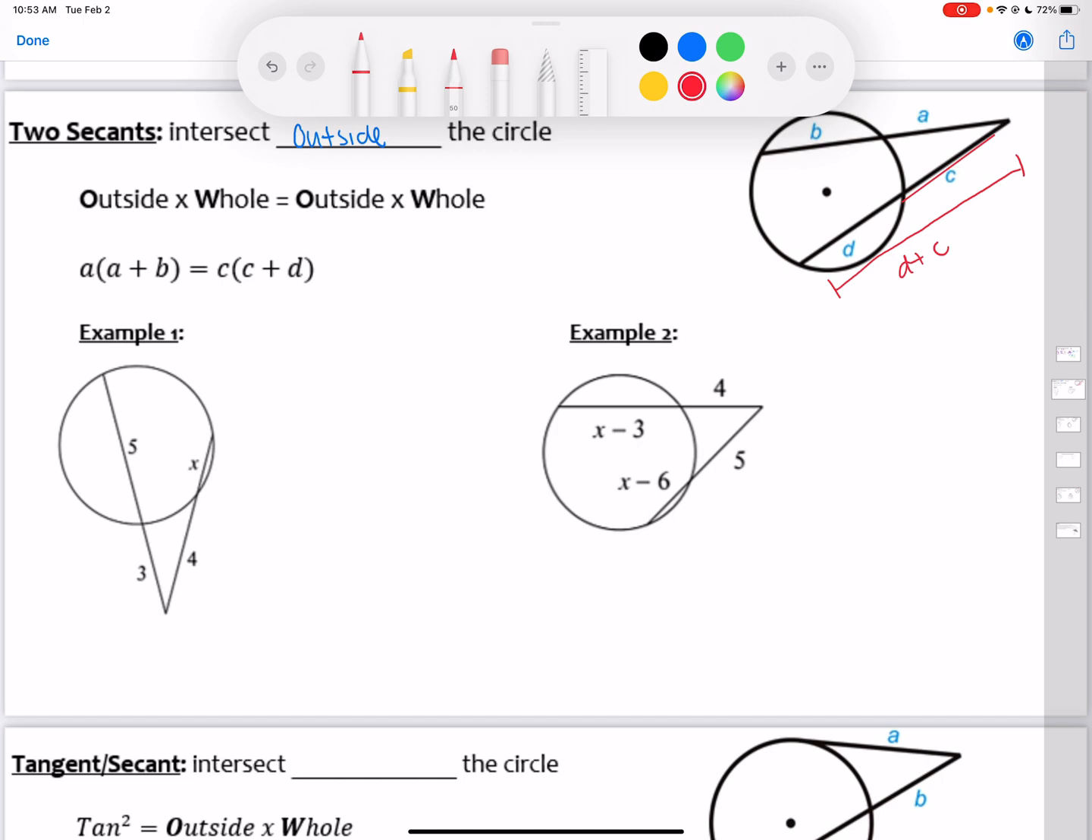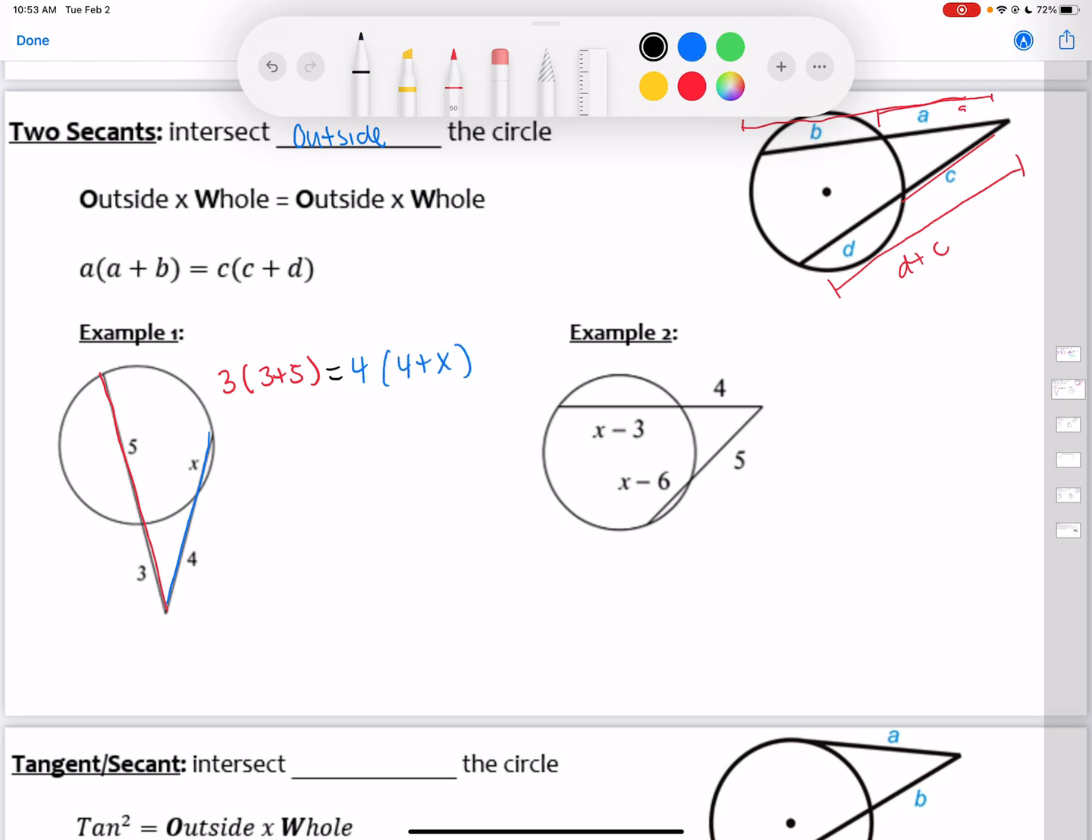The outside of the top secant is a. The whole would be b plus a. So you're taking the outside times the whole equals the outside times the whole. So for this first example, I'm going to use the red for this secant. The outside is 3. The whole is 3 plus 5. And I'm going to set that equal to the blue secant. The outside is 4. The whole is 4 plus x.